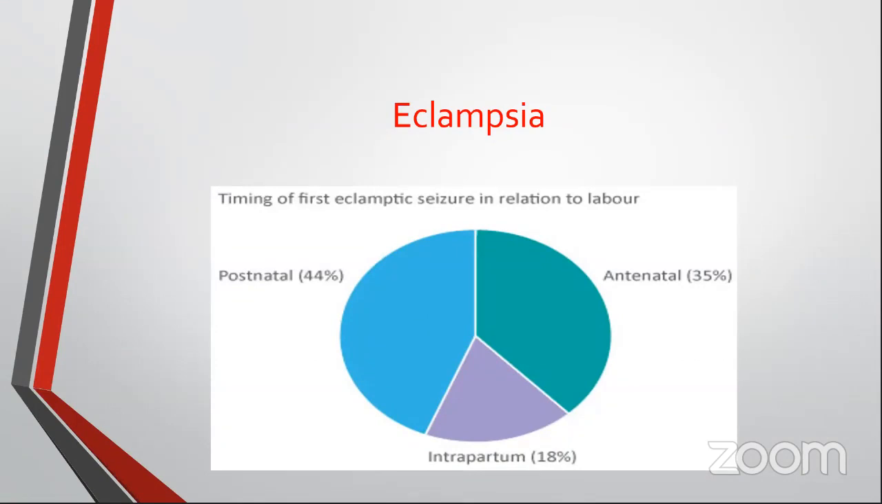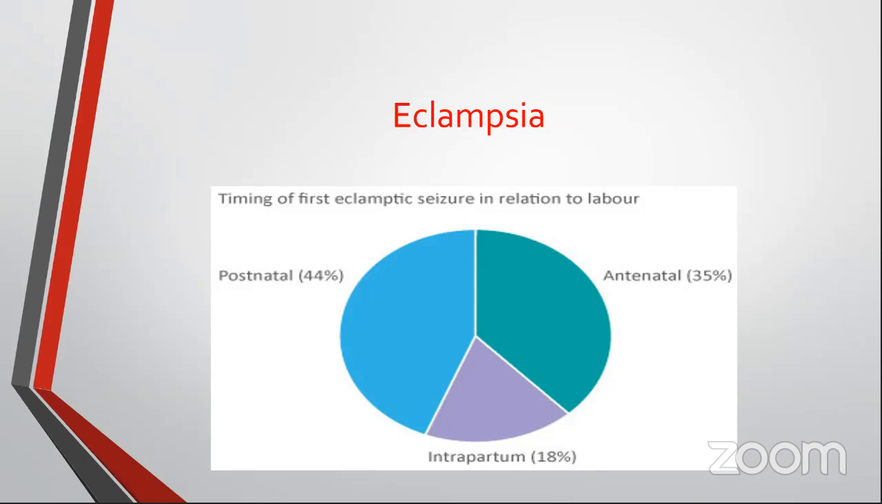Eclampsia accounts for 35% of antenatal patients, 18% in intrapartum patients and 44% in postnatal patients. According to the pathophysiology of preeclampsia, if the cause of the hypertensive disorder is the baby and the placenta, so why do more than 40% occur in the postpartum period?